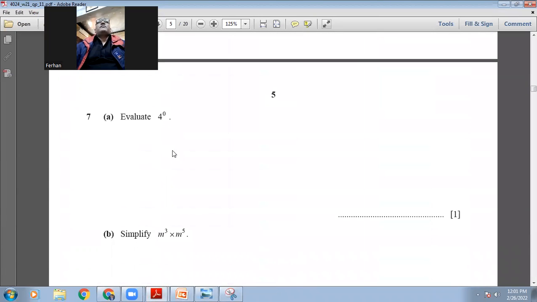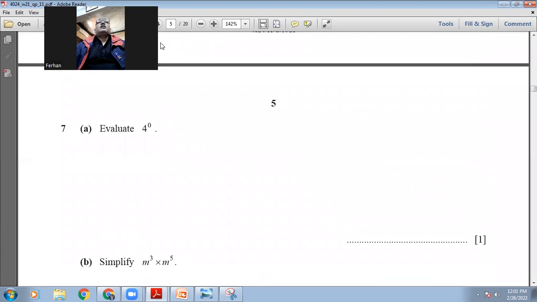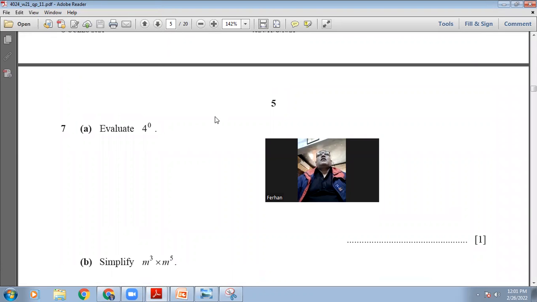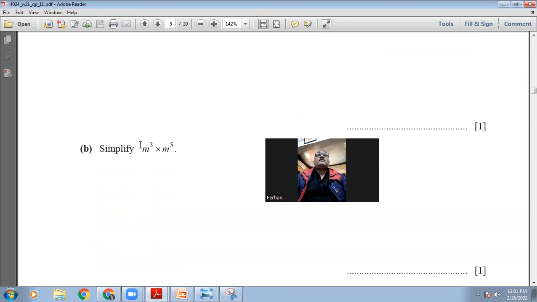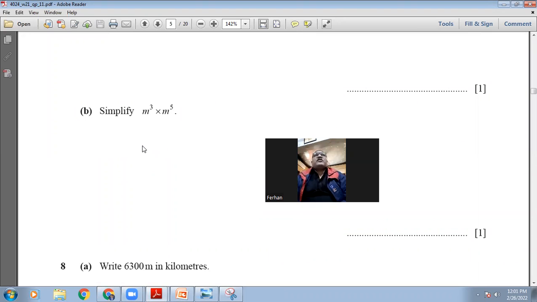The next question coming up on your screen is this one. He says evaluate 4 raised to power 0. Any number which is raised to power 0, its answer will be 1. For example, here we have 4 raised to power 0, its answer will be 1. Then we have the B part. He says m raised to power 5 multiply m raised to power 3. Because their bases are the same and they are multiplying, the powers will be added. So you will have m raised to power 3 plus 5, and m raised to power 8. This is how you will do this.